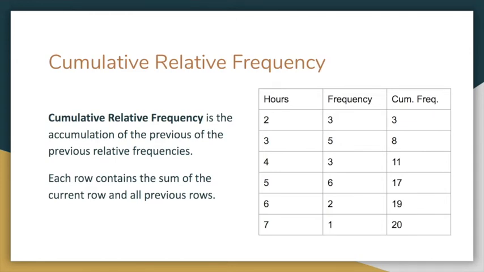By the time you get to the last row of a cumulative frequency table, you should have the total number of data values that we saw. So we had 20 people respond with the number of hours they work per day. So we see the last value of our table is 20.